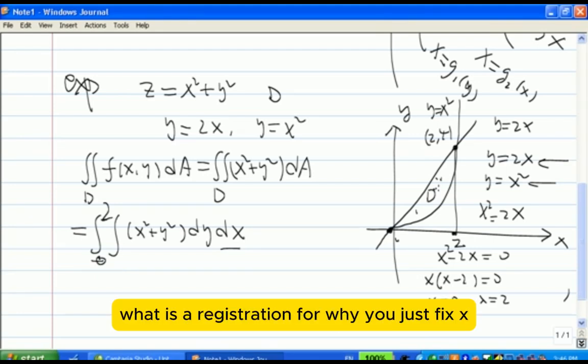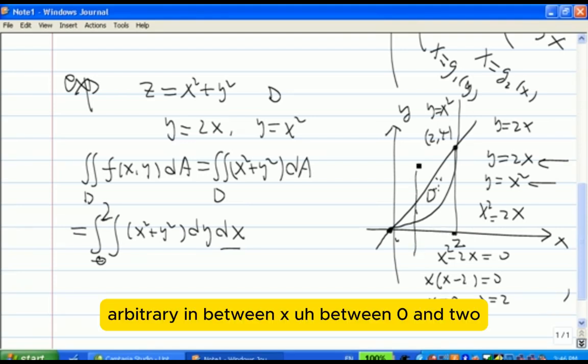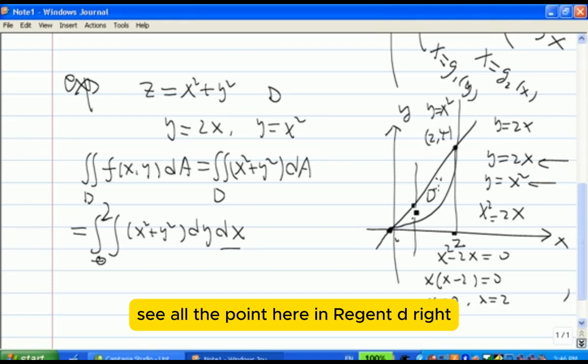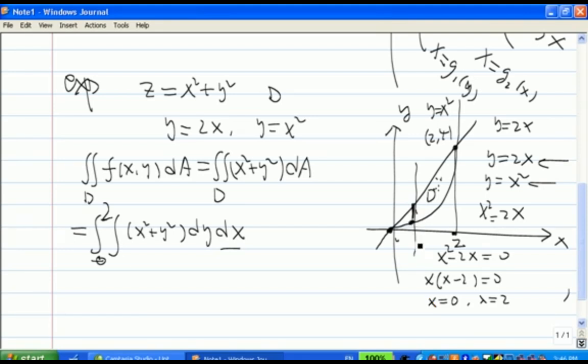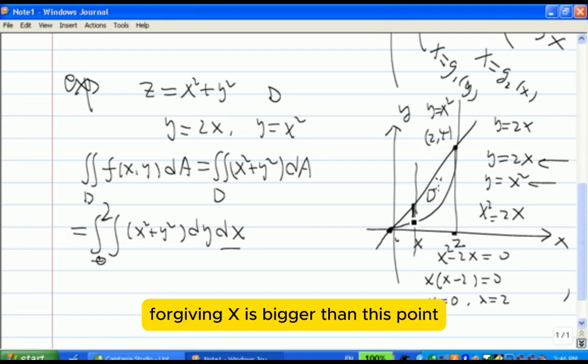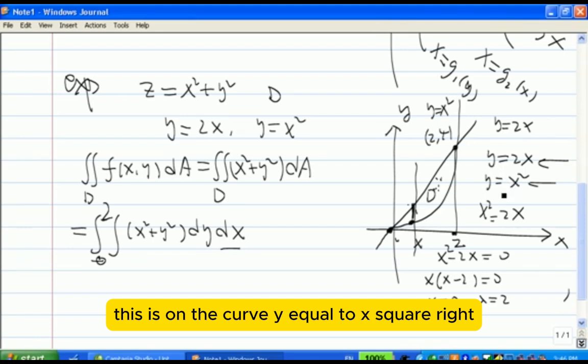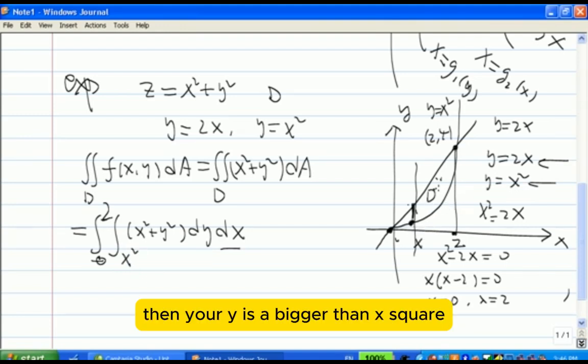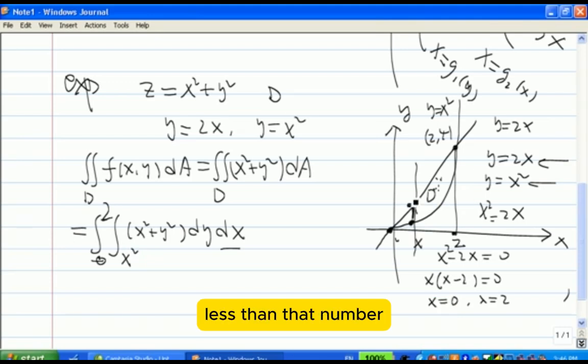Now let's see what the restriction for y is. You just fix x arbitrarily between 0 and 2. See all the points here in region D. For a given x, the y coordinate is bigger than this point and less than that point. For a given x, this is on the curve y equals x squared, so you can find that number as x squared. Then your y is bigger than x squared and less than that number. That number is on y equals 2x, so you have 2x here.